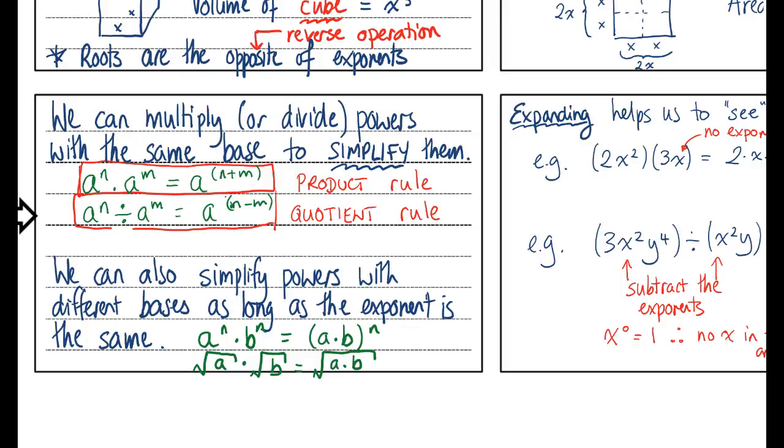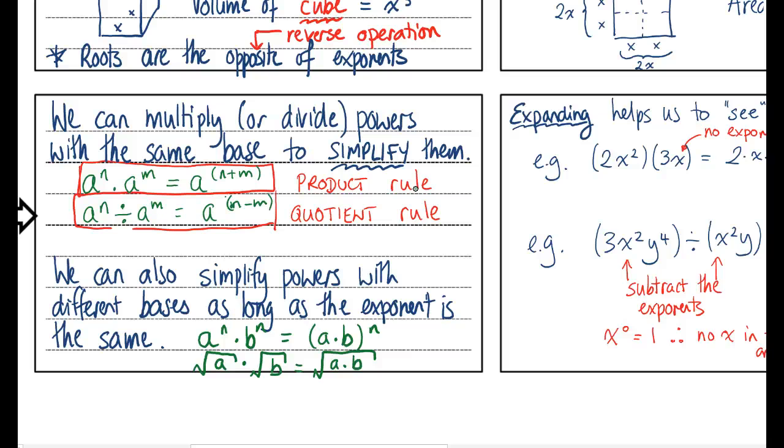If we're multiplying or dividing powers, then we can simplify them using these rules. So here's a rule for multiplying. When you multiply two powers, this is a power here, and this is another power, and they have the same base. You can see they both have a base of a, but their exponents are different. And to simplify this, we add together the exponents. If we're dividing, either using a division sign here or by using a fraction, then we subtract the exponents, as long as the bases are the same. And these rules are called the product rule and the quotient rule.